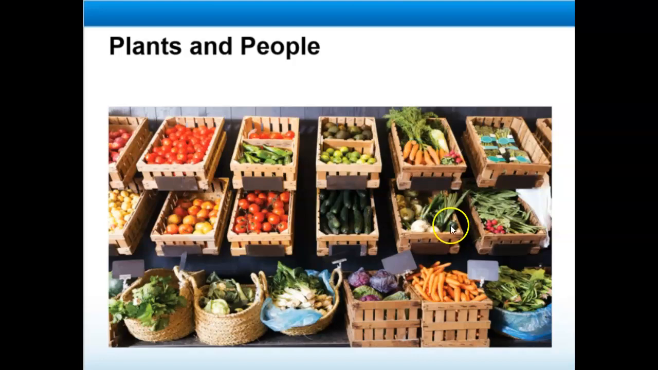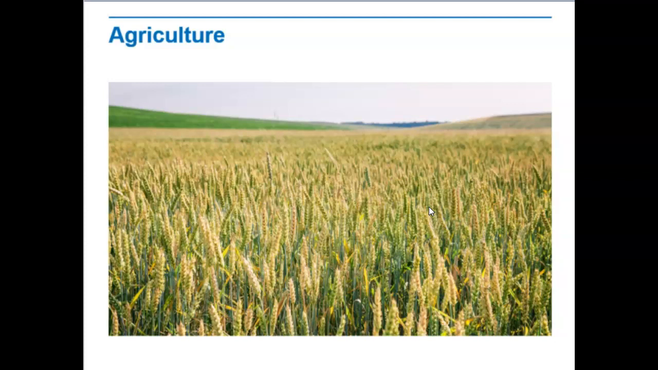All right, this is our last section, plants and people. All right, so modern farming is the foundation on which human society was built. North America has some of the richest, most productive cropland in the world, and farmers in the United States and Canada produce so much food that they're able to feed millions of people around the world, as well as our own citizens.